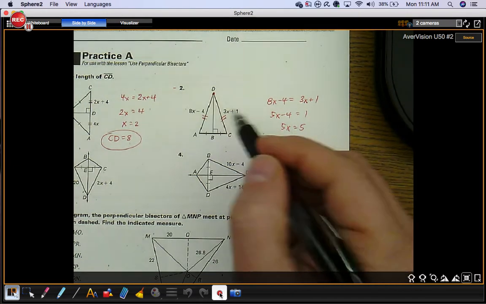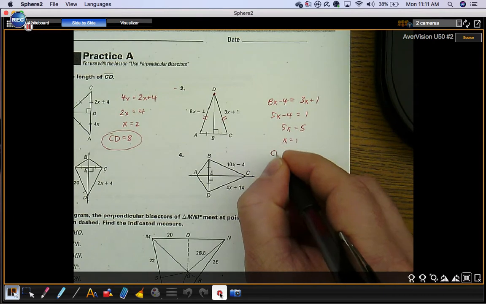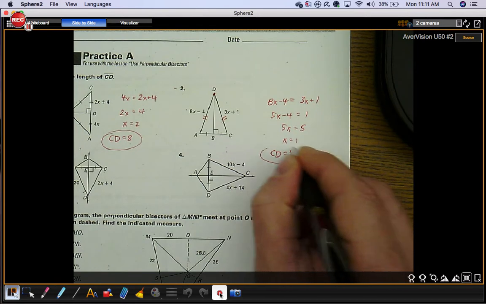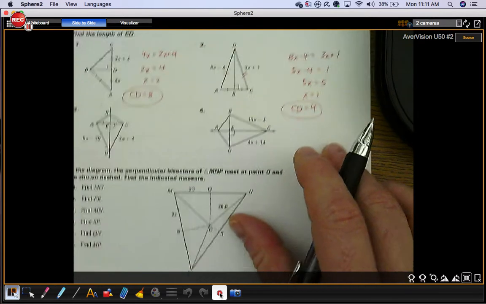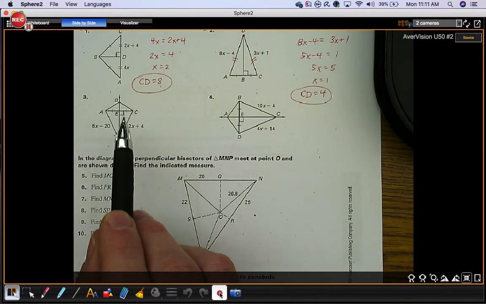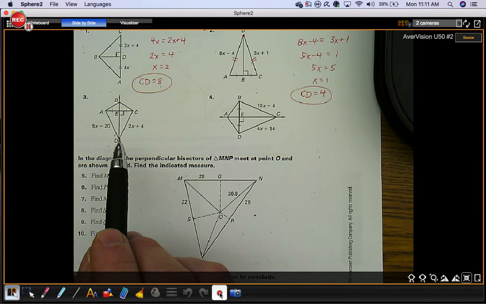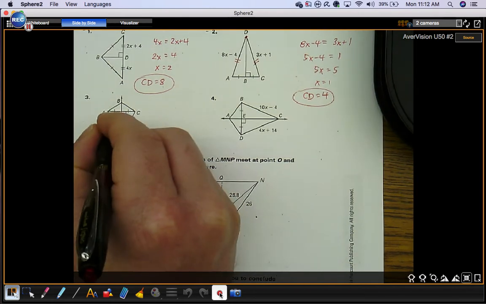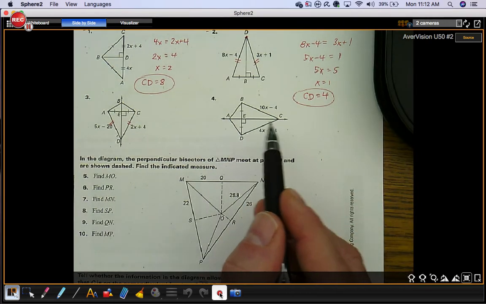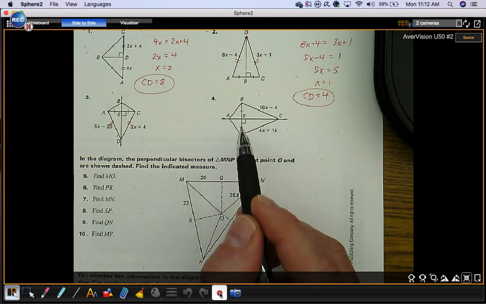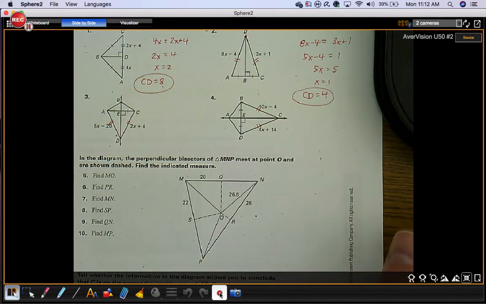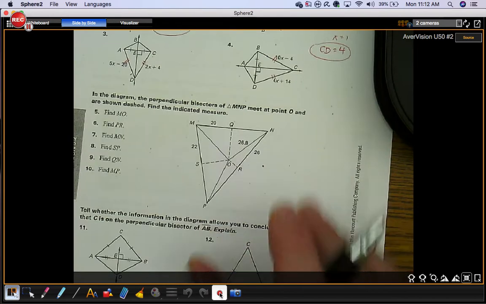X is 1. Remember, they want you to find the distance from C to D. 3 times 1 is 3, plus 1 is 4. Now, the rest of these are the same. This is a perpendicular bisector. Point D is on the perpendicular bisector, so you know these are the same. Likewise, this is a perpendicular bisector because these are the same. So you know that this distance is the same as this distance. That's the perpendicular bisector theorem.